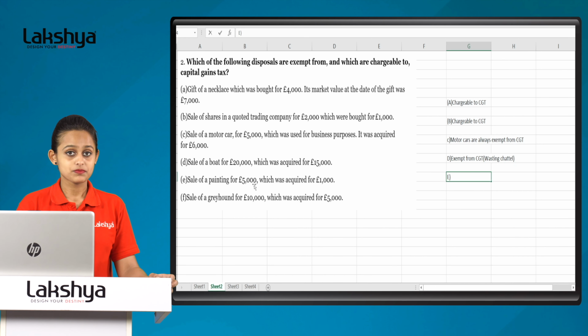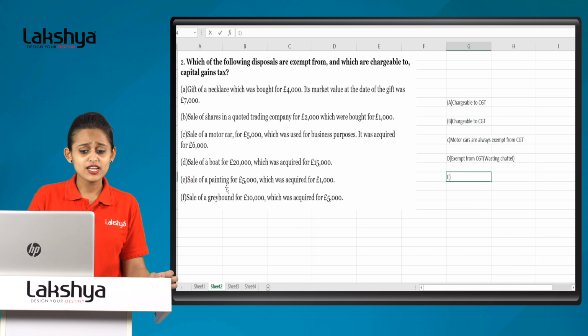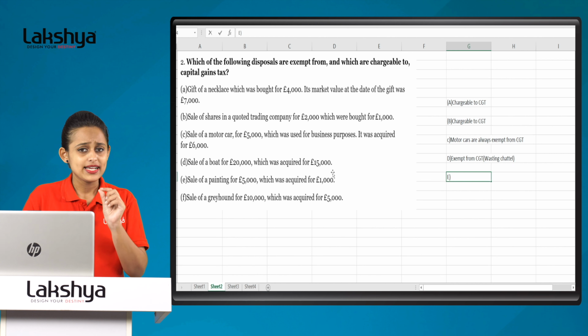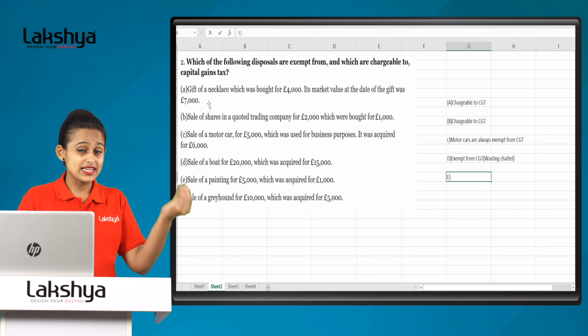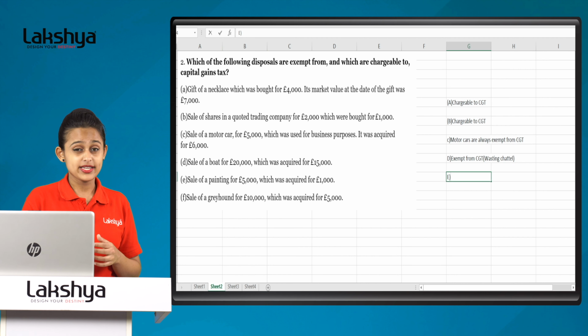I'm going to write, bracket, this is a wasting chattel. Now next one, sale of a painting for 5,000, which was acquired for 1,000. Painting, it's a non-wasting chattel. Now if it's a non-wasting chattel, is this exempt or is it chargeable? Is this case 1, 2 or 3? Both are less than 6,000. So definitely this is case 3. So it is exempt from CGT.